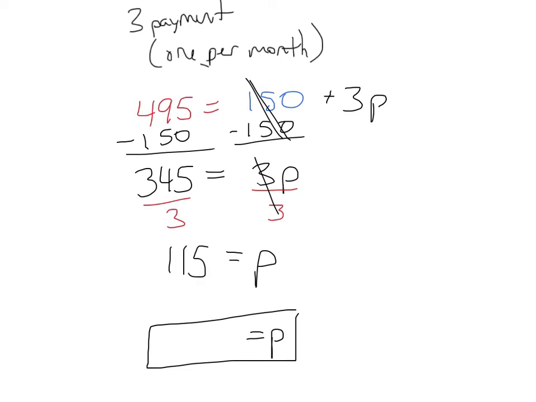115. Okay, otherwise known as $115. So what is $115? The amount of each payment you're going to make once a month for 3 months, and then you will have paid off your drum set.